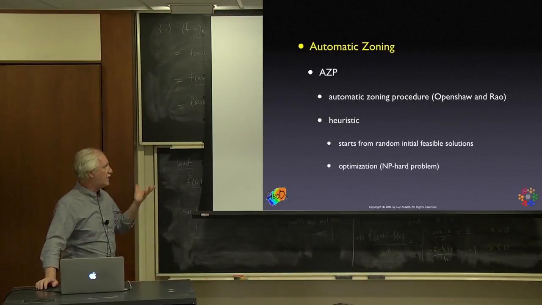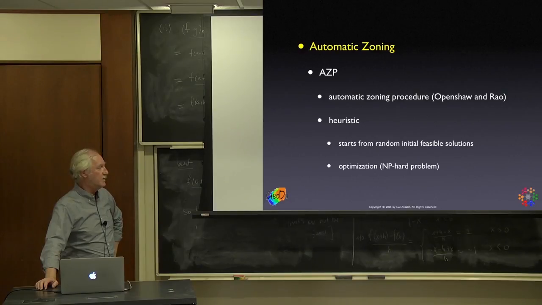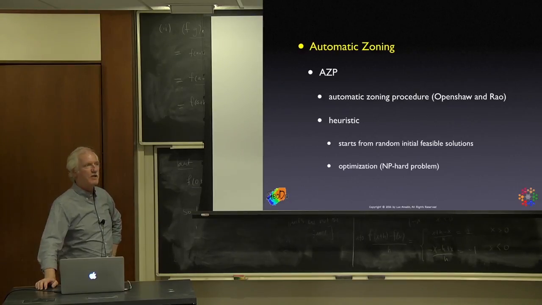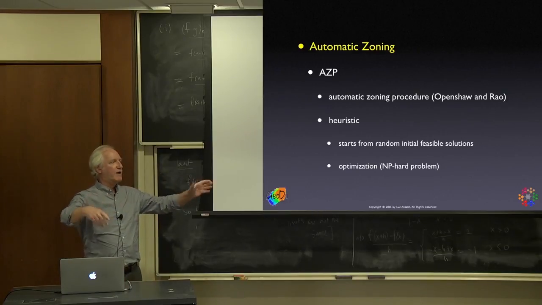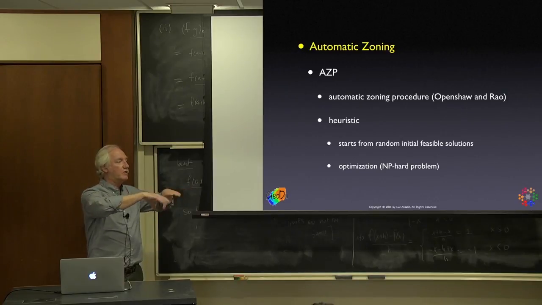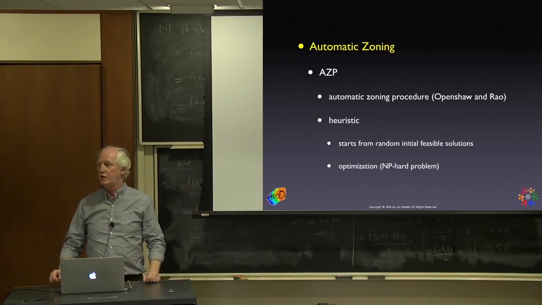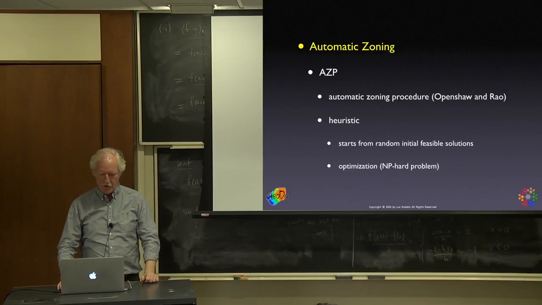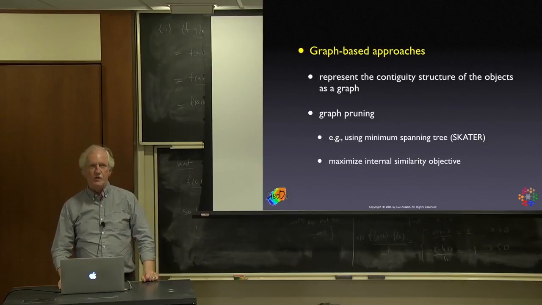This is a classic article by Openshaw and Rao. It's called Automatic Zoning Procedure. It was a little crazy at the time, and it's fairly old, but it's an optimization process. It's a heuristic that starts with random grouping and then puts them together in better and better ways. Contiguity is enforced, but similarity also plays a part. That's very similar in spirit to the optimization routines.